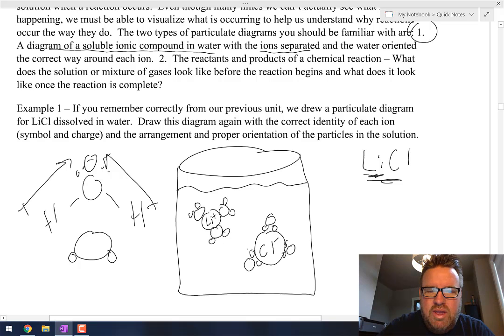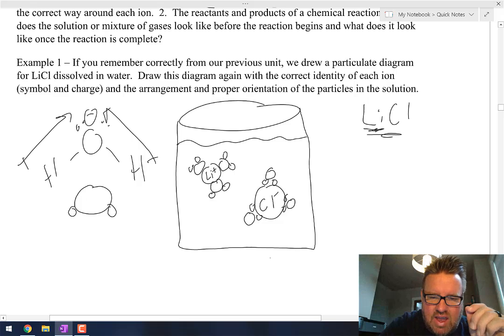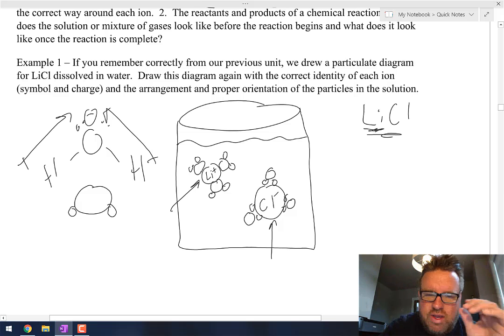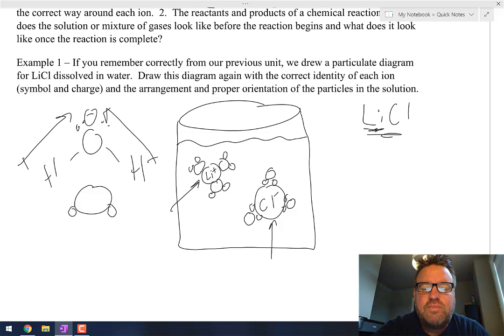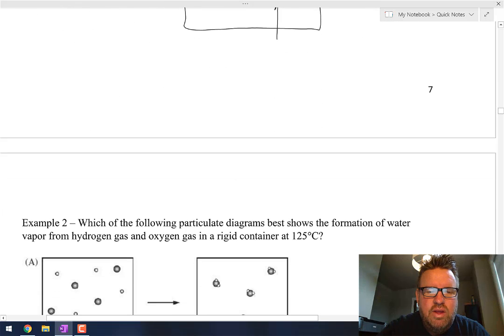And that's all you would be expected to do. Again, make sure that the size of the ions are accurate. That doesn't have to be anywhere close. Just make sure that the larger one is bigger than the smaller one. And then make sure that the waters are oriented the correct way.